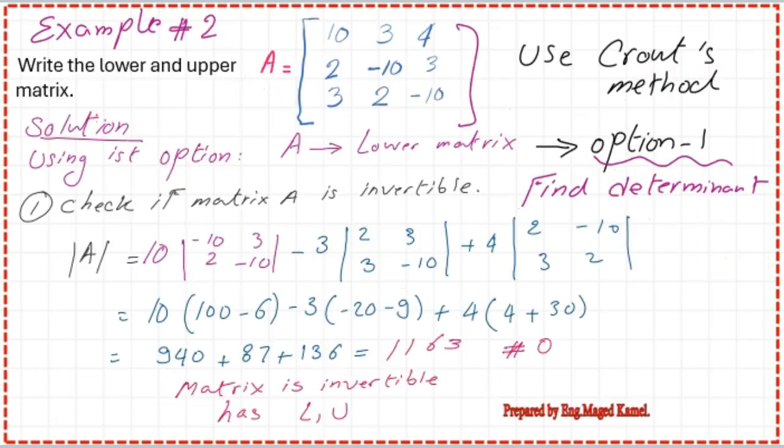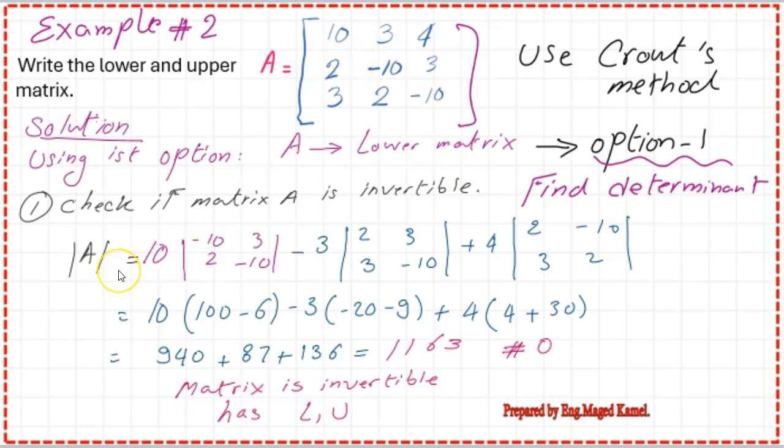For the next slide, we have problem number 2. We want to write the lower and upper matrix for matrix A, which is 3x3. The elements are 10, 3, 4, 2, minus 10, 3, 3, 2, minus 10. We are going to use Crout's method to get L and U by using the first option, that is turning A into a lower matrix. First, we are going to check whether the given matrix A is invertible or not by finding the value of the determinant.